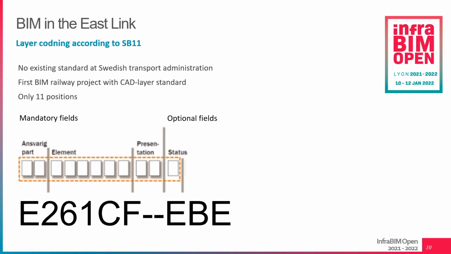The next 2 characters describe presentation, and presentation can be, for example, 3D, 2D, centerline, or text. And the very last character describes status, and it defines if the object is new, existing, temporary, or for demolition.